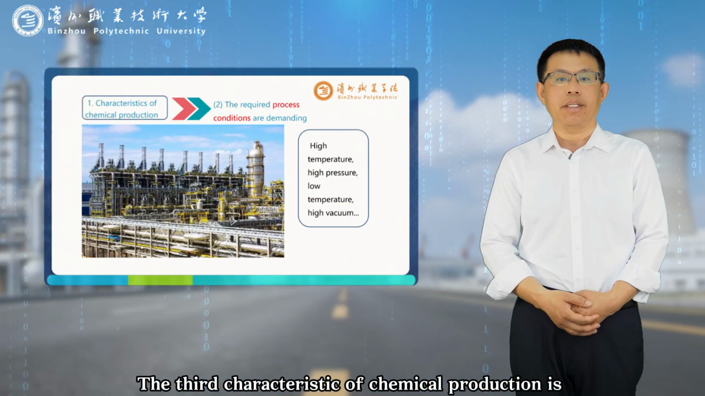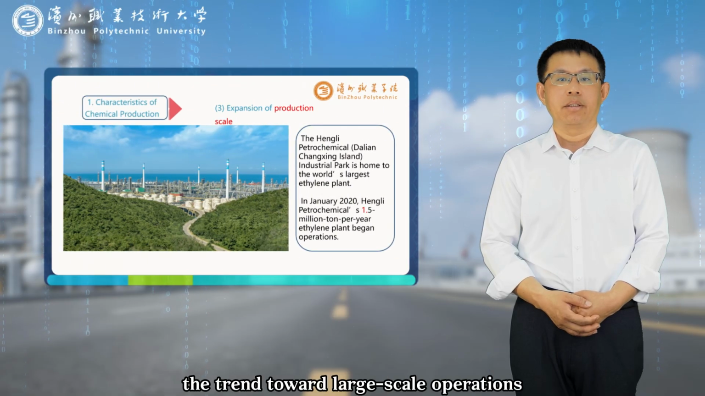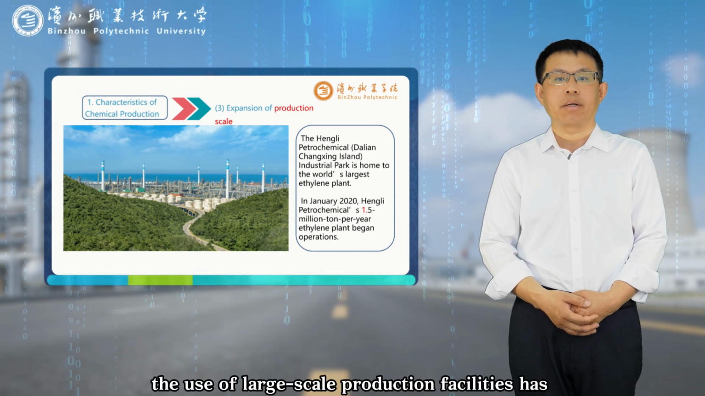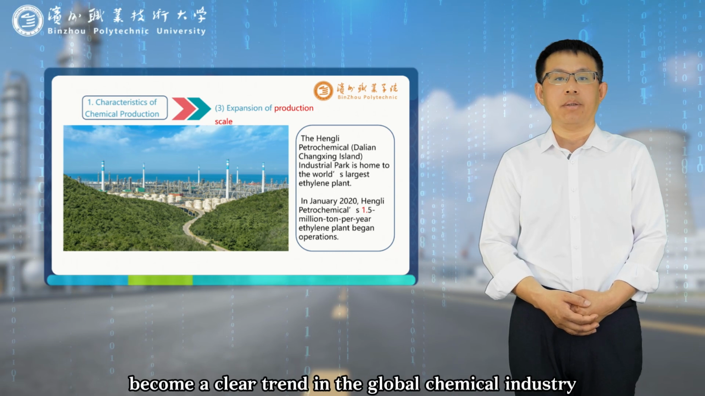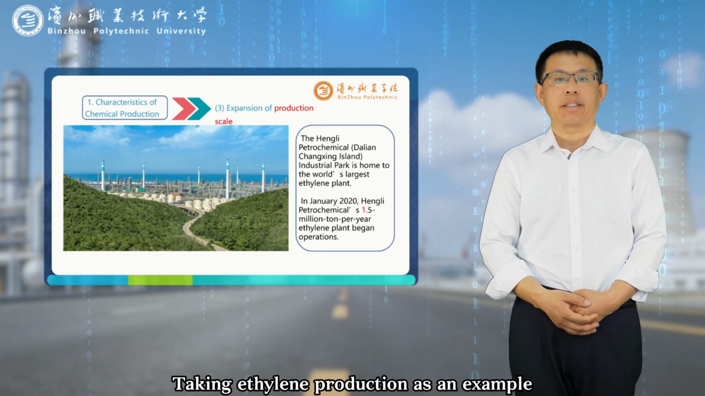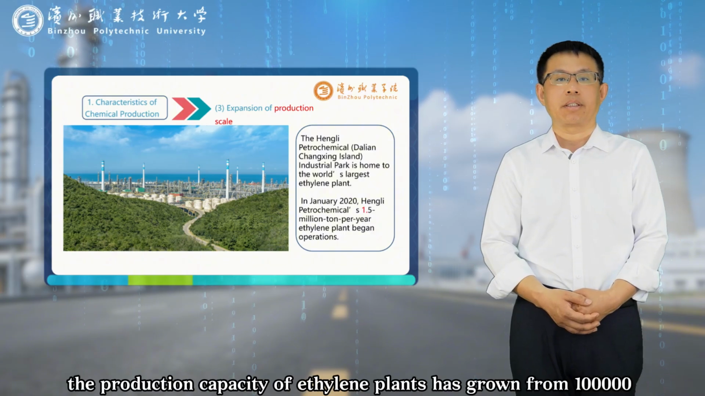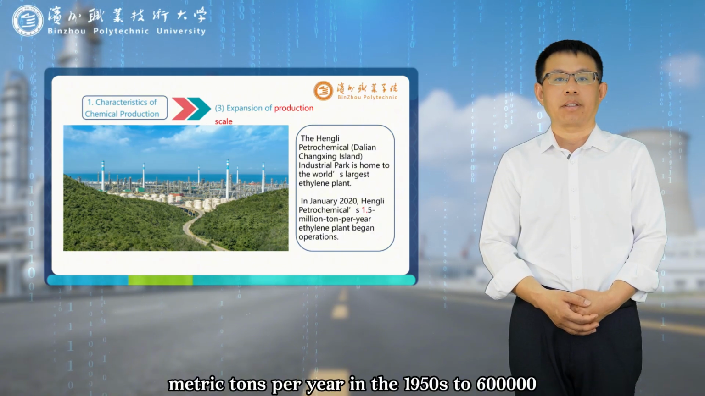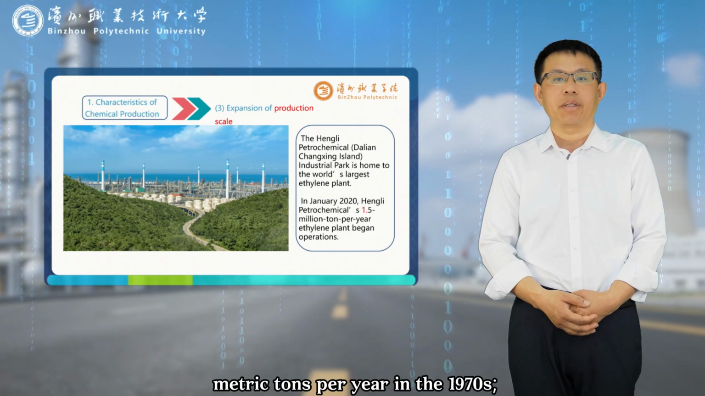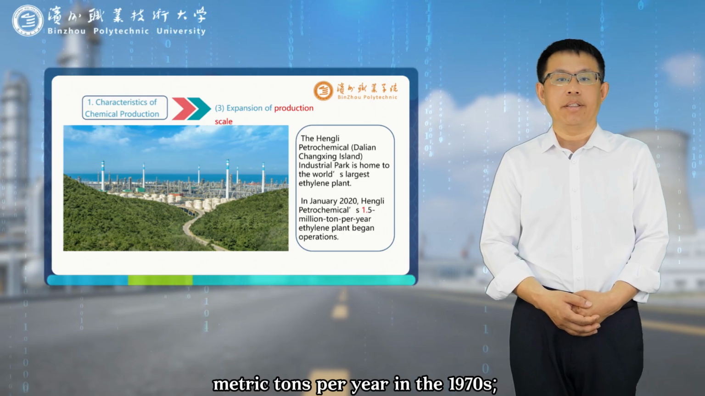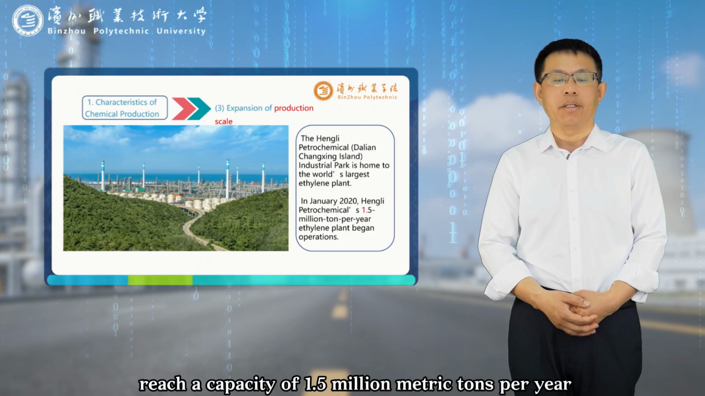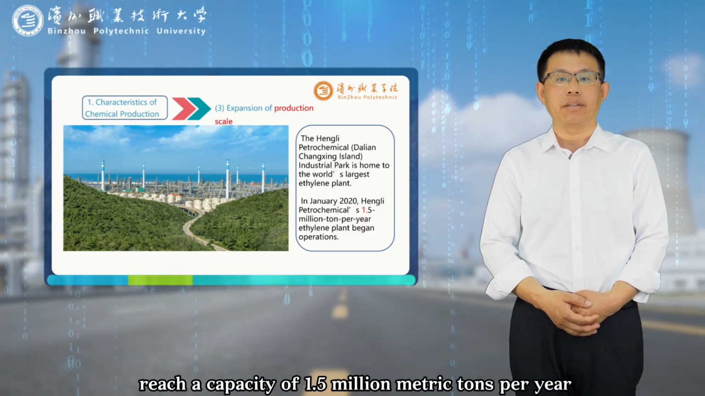The third characteristic of chemical production is the trend toward large-scale operations. In recent decades, the use of large-scale production facilities has become a clear trend in the global chemical industry. Taking ethylene production as an example, the production capacity of ethylene plants has grown from 100,000 metric tons per year in the 1950s to 600,000 metric tons per year in the 1970s. Currently, the largest single-unit plants can reach a capacity of 1.5 million metric tons per year.